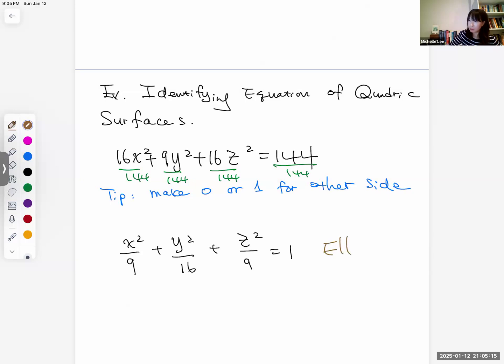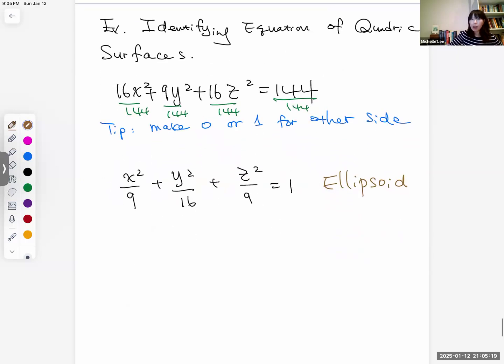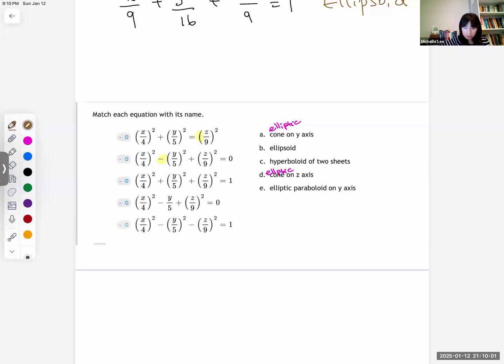Okay, I have another question. That will be the last one for this section. You need to do that. Okay, so here is the last question. Take a look. So an elliptic cone on the y-axis means it opens up on the y-axis, ellipsoid, and hyperboloid of two sheets. And then elliptic cone on the z-axis means it opens up on the z-axis, right? Elliptic paraboloid on the y-axis.